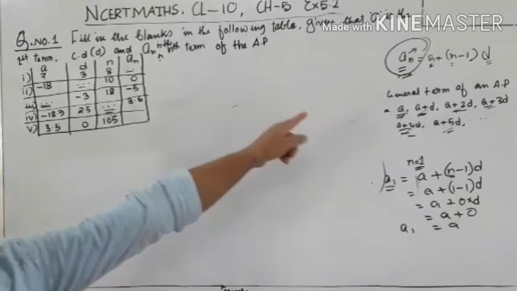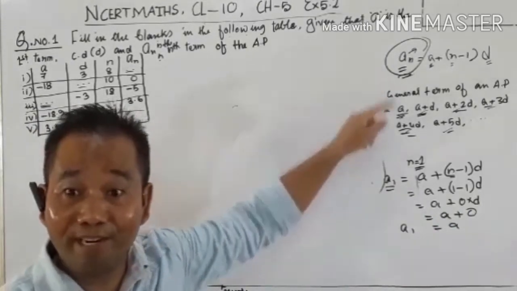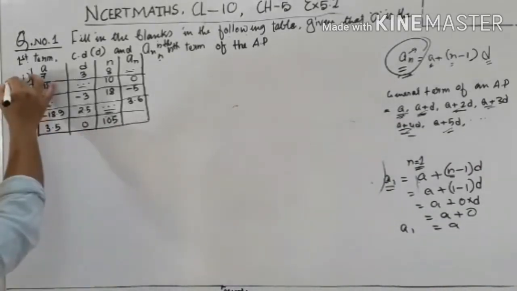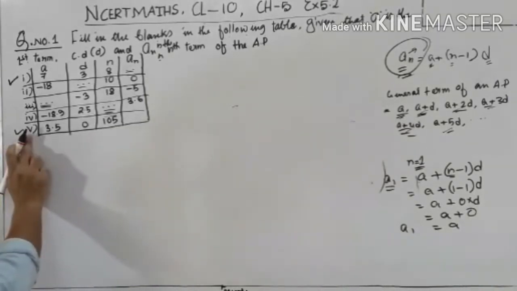This is the formula to find what? The nth term of an AP. Okay, fine. So Roman number 1 and Roman number 5 are the same, so I'll be doing Roman number 5. Okay.